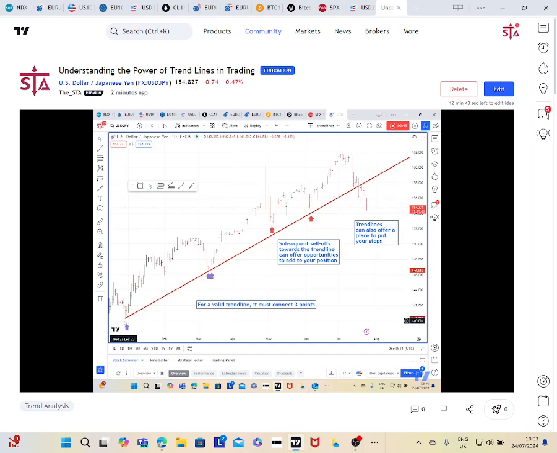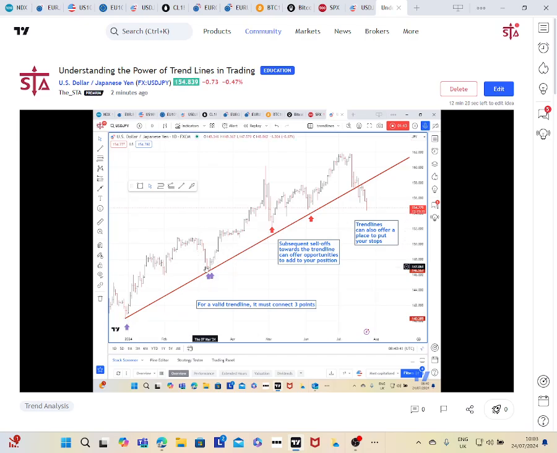So at the beginning of 2024, we had a low in dollar versus the Japanese yen. This is a daily chart coming in around 140. And we then connected 2 points in March around 146. That made a valid trend line. Now, the beauty of trend lines is once you draw them, you can actually use them for entry points and a place to put your stops.